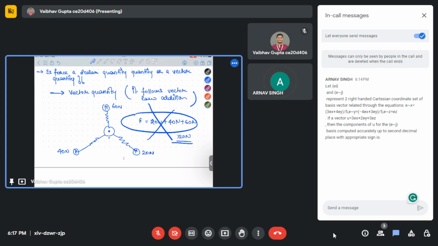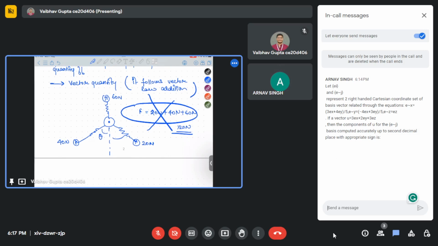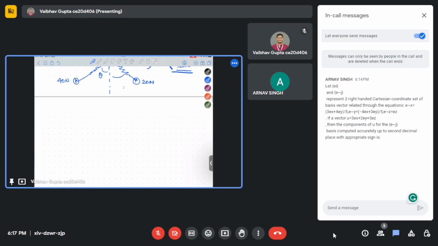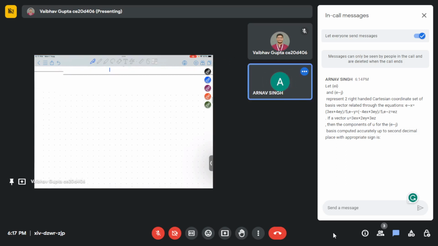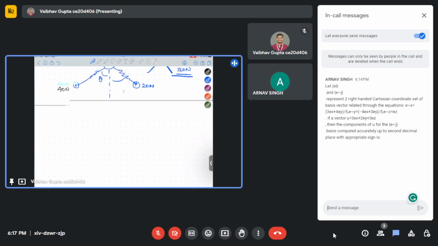We have to just project this 40 Newton to this angle theta in the same direction, and then we have to find out the force. That's why we say that force is a vector quantity. In scalar quantities like mass, suppose the mass has been given, we can simply add the mass without seeing the direction. So mass is a scalar quantity, whereas force is a vector quantity. Understood this thing? So this is what we meant by force.